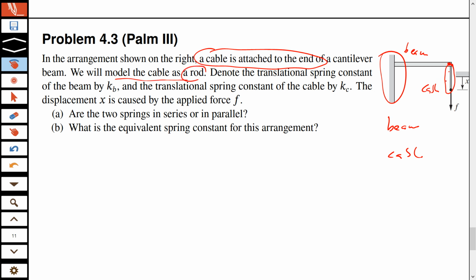We model the cable as a rod. ठीक है. Now you denote the translational spring constant of the beam by Kb. So इसका मतलब ये है कि you are modeling the beam as a spring with a spring constant Kb, B for beam. And you have a translational spring constant of the cable. So you are modeling the cable as a spring with its own translation constant Kc.